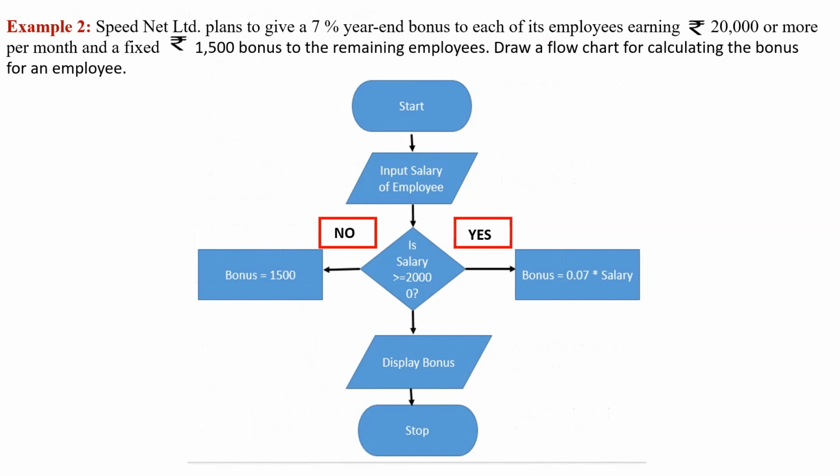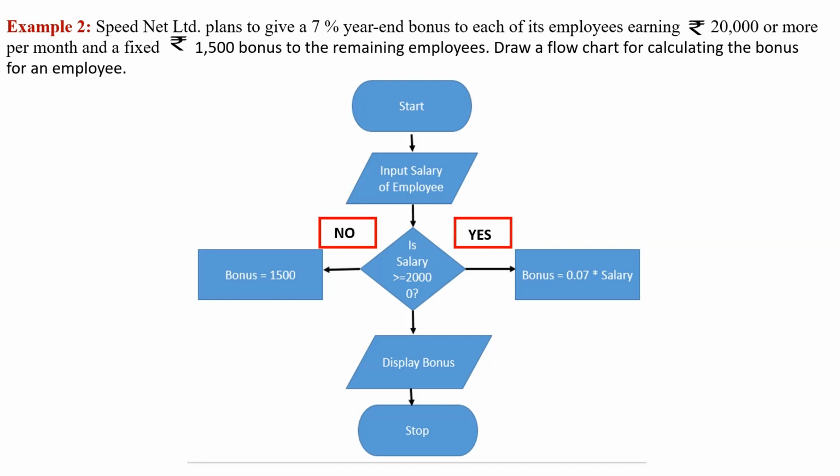Let's see another example. SpeedNet Limited plans to give a 7% year-end bonus to each of its employees earning rupees 20,000 or more per month and a fixed rupees 1,500 bonus to the remaining employees. Draw a flowchart for calculating the bonus for an employee.